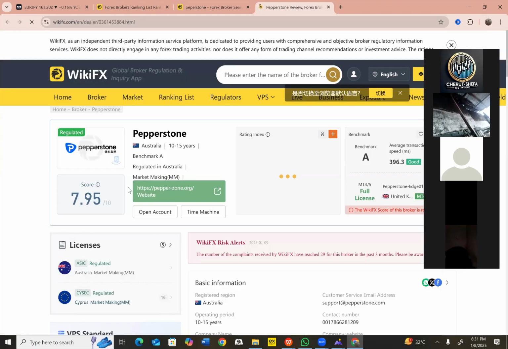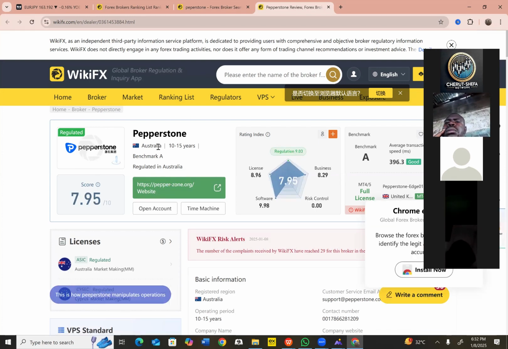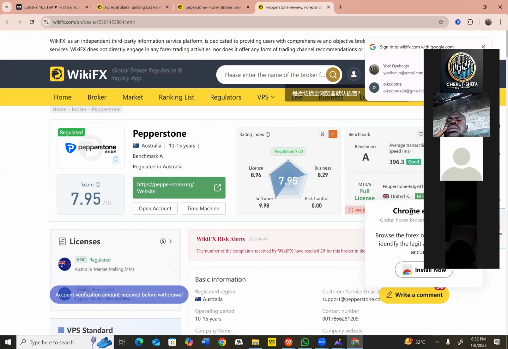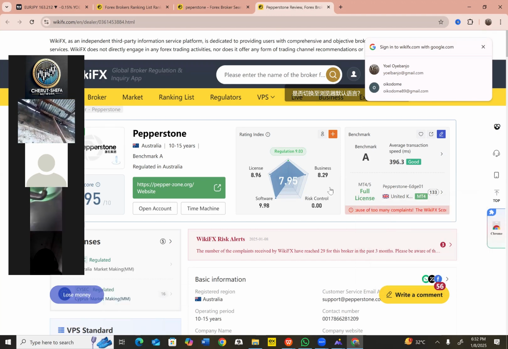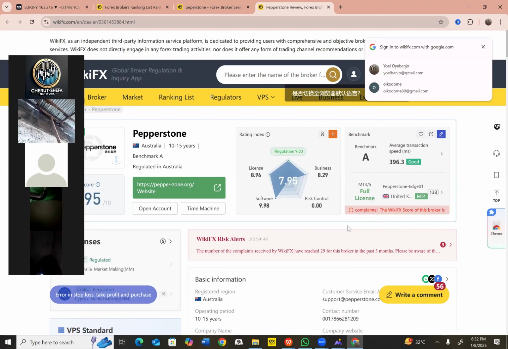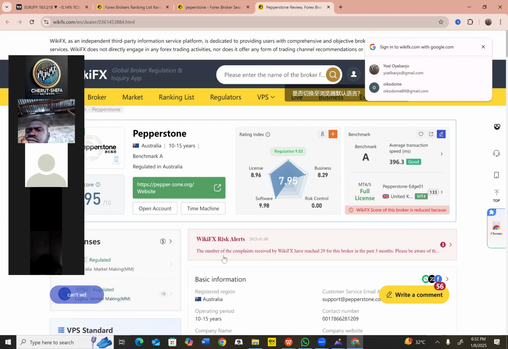When you click on it, you will see some more information. Pepperstone is regulated. They are regulated in Australia. Do they have a full license on their MT4 and MT5? Yes, they have a full license. That is what we have here. And then, are people complaining about them? Can you see it here? Risk alert: the number of complaints received by WikiFX has reached 29 for this broker in the past 3 months.